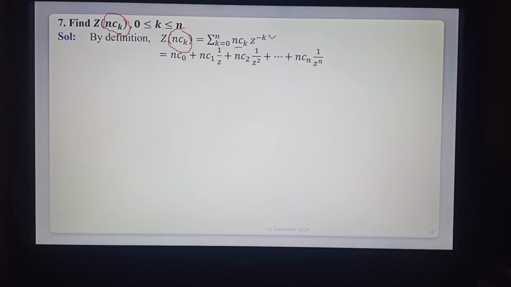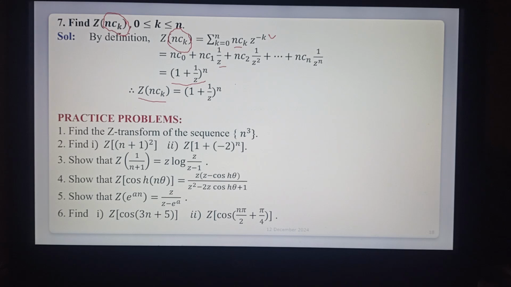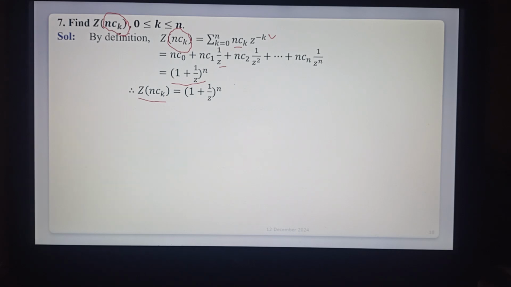Now expand here: k is equal to 0, nC0, plus k is equal to 1, nC1 1 by z, plus nC2 1 by z square, up to nCn 1 by z power n. So that is equal to 1 plus, by using the binomial theorem, 1 plus x power n, here x is equal to 1 by z, so 1 plus 1 by z whole power n. Therefore the z transform of nCk is equal to (1 plus 1 by z) power n. Okay, so these are the practice problems.